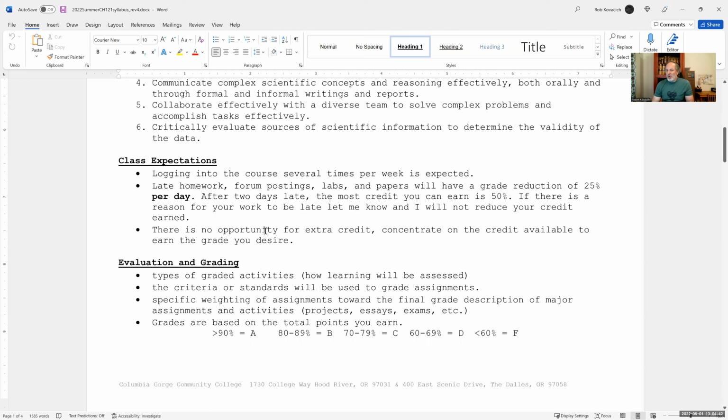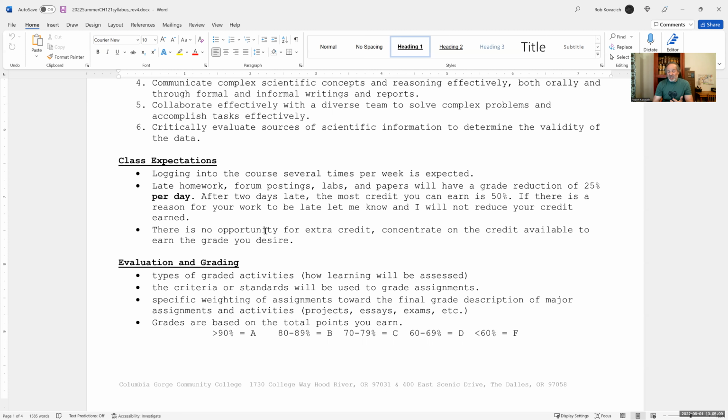So late homework, it's going to be a severe reduction each day that you don't have it turned in because I'm going to be posting answers to those things pretty quickly. To keep on top of that. So I can't post an answer to something and then have you submit it and then expect you to get full credit for it. So after 2 days, if you haven't turned that thing in, then you will receive half or less than half credit, depending on the circumstances.